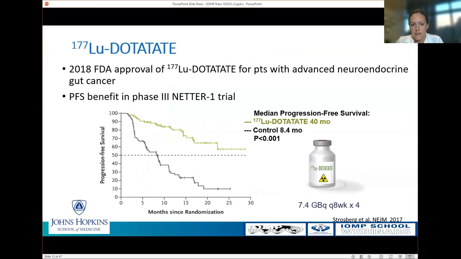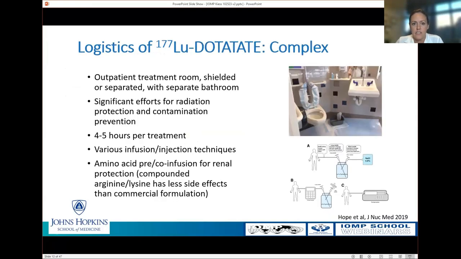It was based on the phase 3 NETTER-1 trial, based on a progression-free survival benefit, a very dramatic difference compared to the control, of 40 months progression-free survival with lutetium dotatate versus 8.4 months with control. This is given as an intravenous infusion of a fixed activity of 7.4 gigabecquerels every 8 weeks for up to 4 cycles. The logistics are a bit more complex.